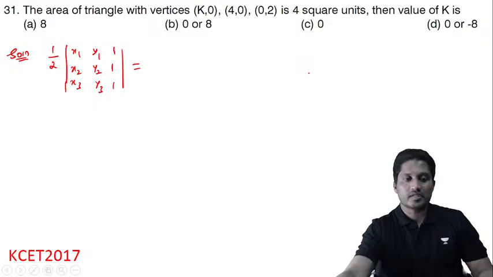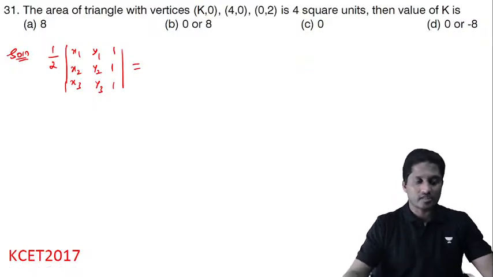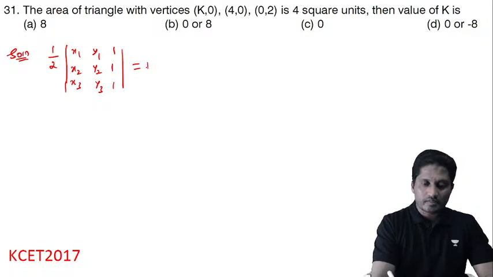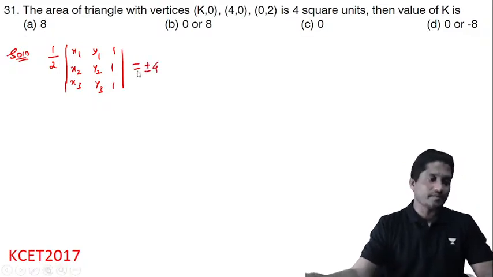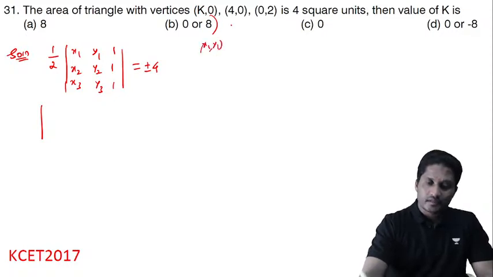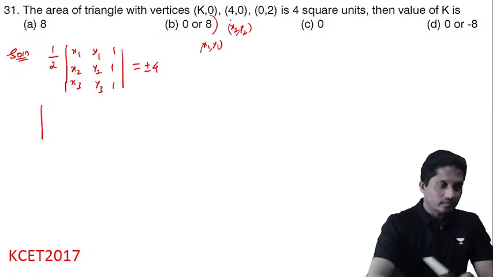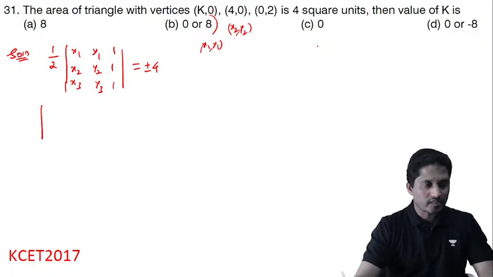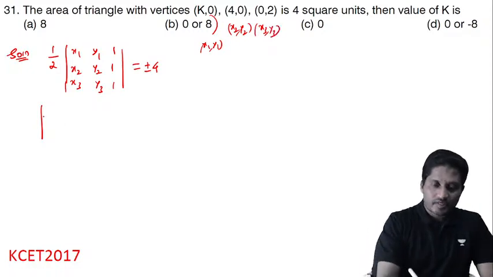Area of a triangle is always positive, but the determinant can be negative. Understand? So that's why this can be plus minus 4. Two values of k are possible. If I cross multiply, the determinant of the vertices, see this vertex is x1 y1, this is x2 y2, this is x3 y3. Half of the determinant of k 0 1, 4 0 1, and 0 2 1 is equal to plus minus 8.